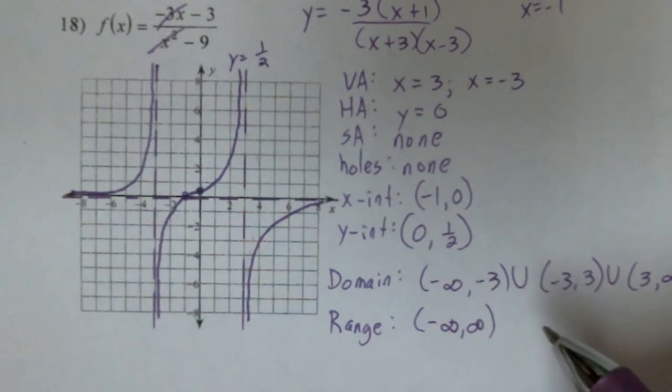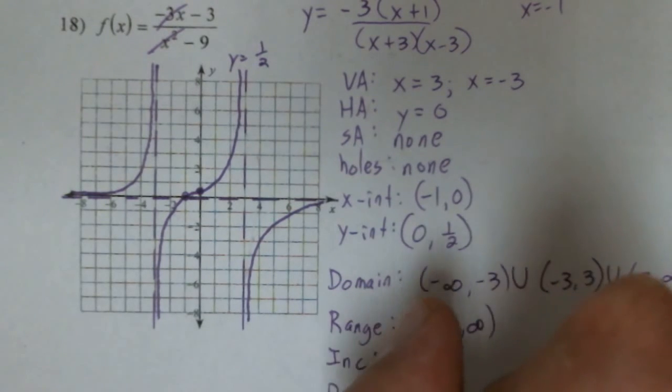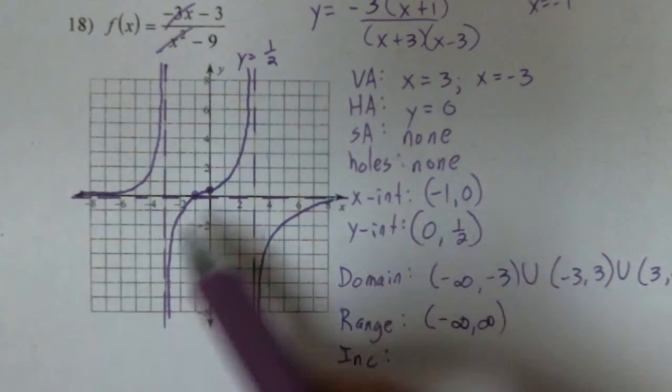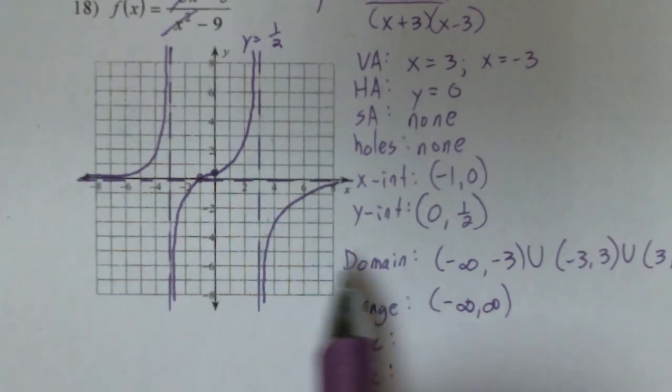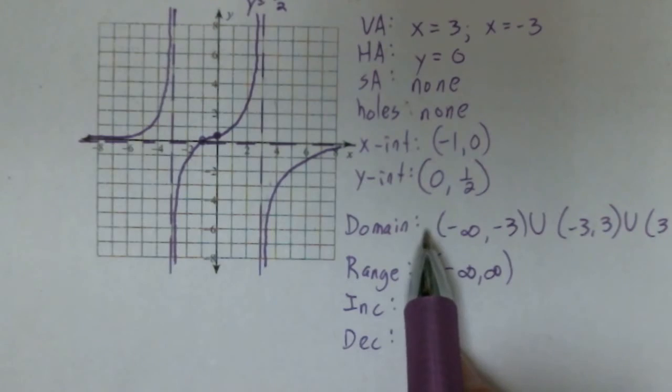All right, what about my intervals of increase and decrease? Remember the trick that I taught you in class. If you're making money everywhere, or you're losing money everywhere, if your graph is always going up, then your interval of increase will be the same as the domain. If you're losing money everywhere, then your interval of decrease will be the same as the domain.